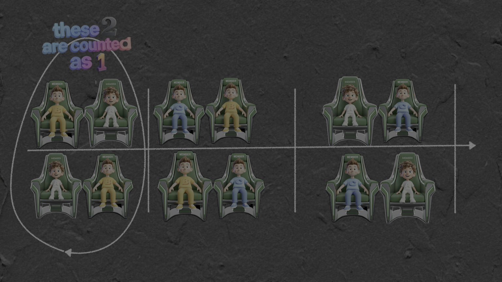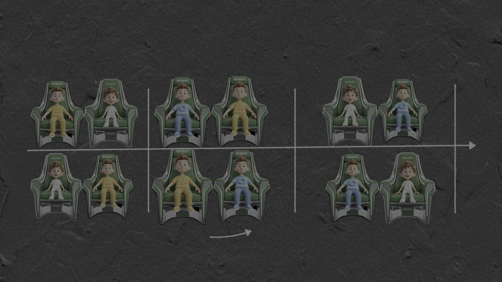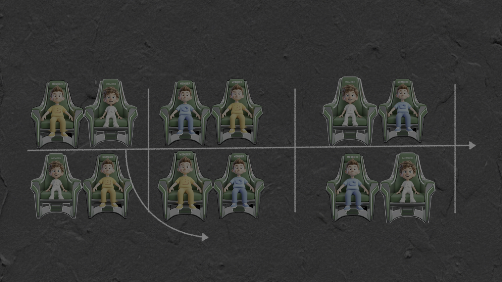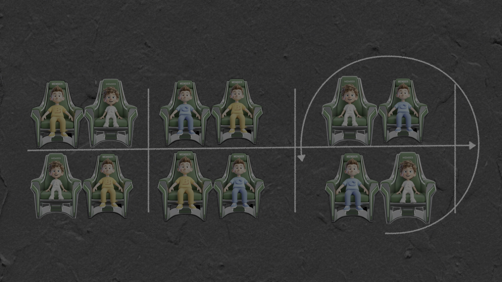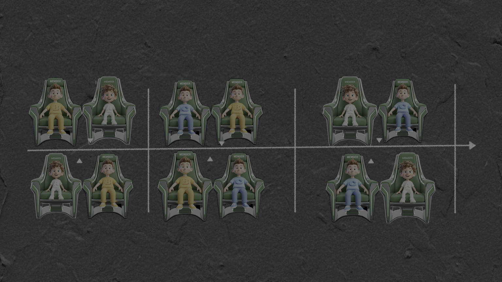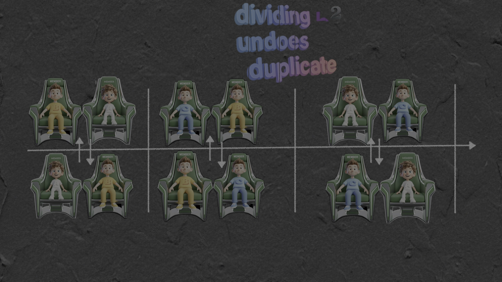These two arrangements are identical in combination. Seat order is irrelevant. Only which boys are seated matters. Similarly, these two arrangements are counted as one. And these two are also counted as one combination. Since each ordered outcome has a mirror duplicate, the 6 arrangements are double counted. Dividing by 2 gives the 3 distinct combinations.